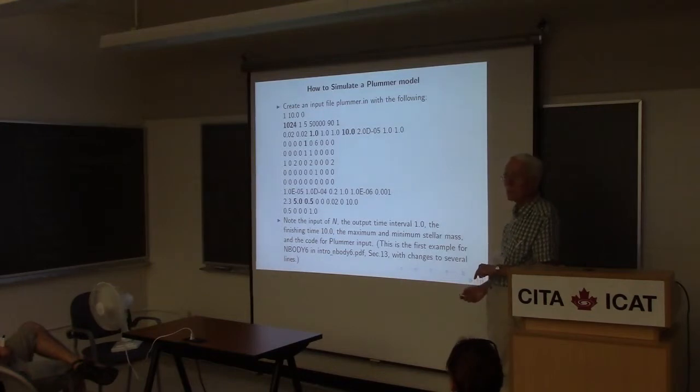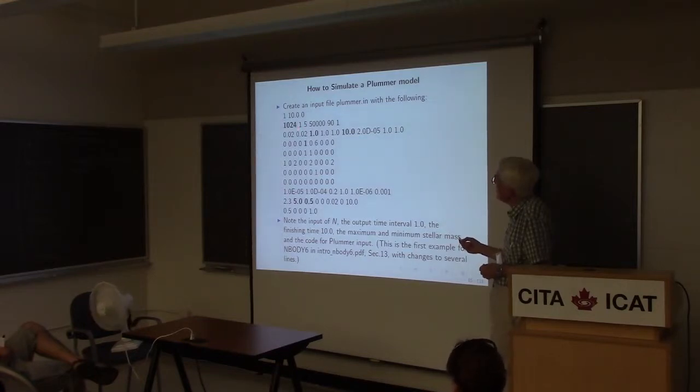So this is what I mean when I said that using N-body 6 is just a little bit more elaborate than using Starlab. It's slightly less intelligible, should I say. So this is the input file which you have to create in order to make N-body 6 run a Plummer model, like I just described.